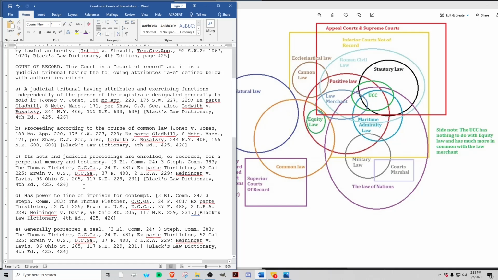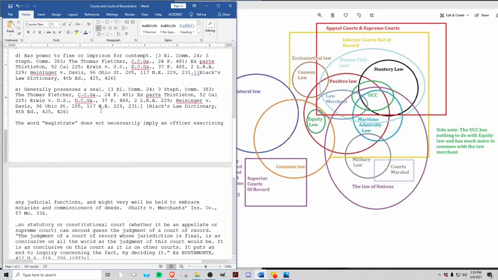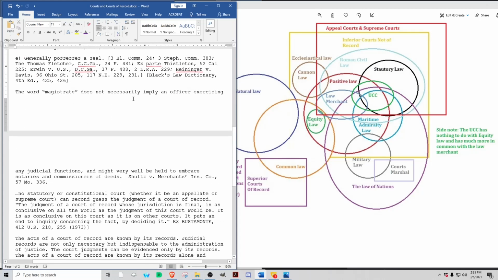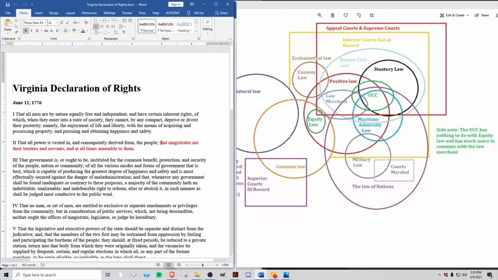Okay, so that's your court of record. And, to continue, the word magistrate does not necessarily imply an officer exercising judicial functions, right? Which is why it's specifically stated that way in the Virginia Declaration of Rights, that magistrates are their trustees and servants, right?